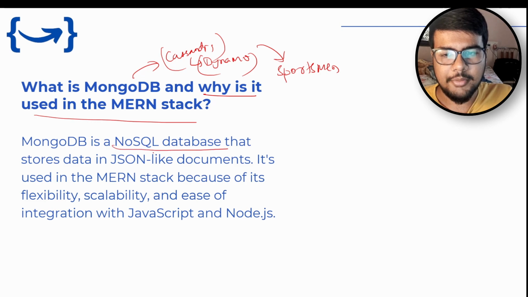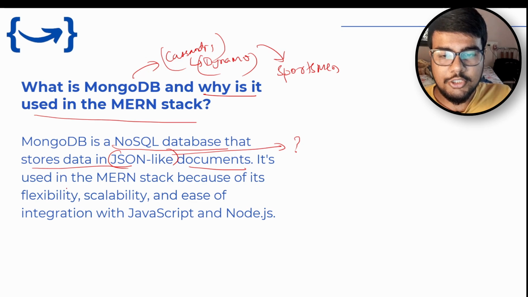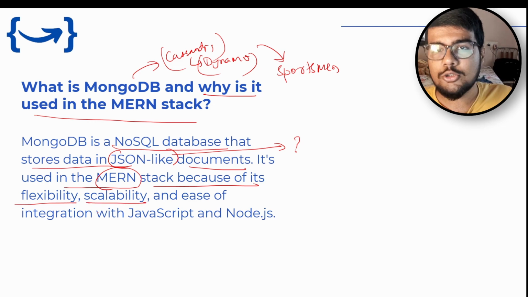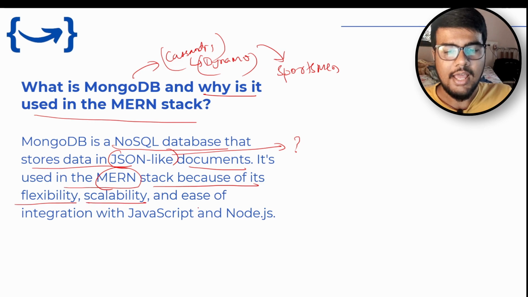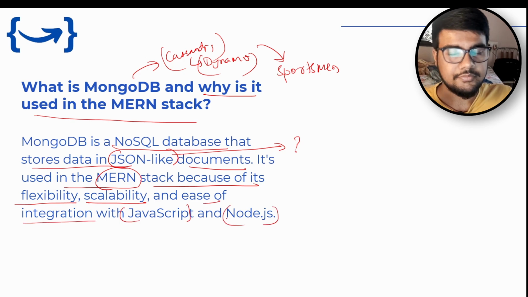MongoDB is a NoSQL database that stores data in JSON-like documents. Fair enough. JSON type documents. The follow-up question would be, what is the full form of JSON and what do you mean by document format? It is used in MERN Stack because of its flexibility, it is much more flexible. Scalability, you can easily scale. You just need to have a plan and you can easily scale. And ease of integration with JavaScript and Node.js.